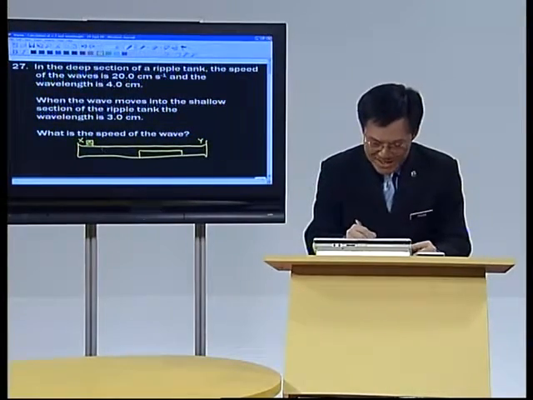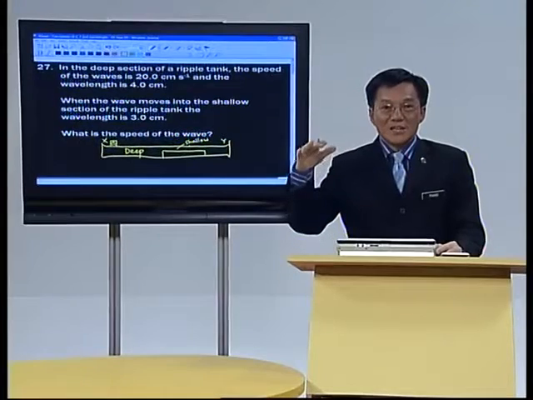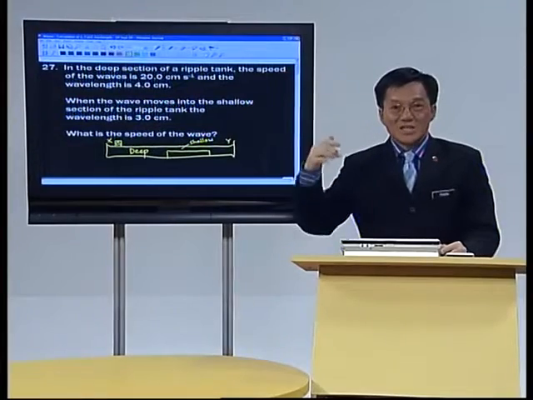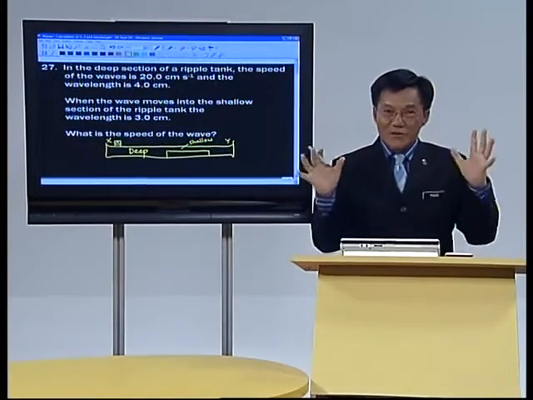From my little diagram, you know that this is the deep end, and this is the shallow section of the water. As we move from the deep end to the shallow end, there is a change in the wavelength. There is a change in the speed. So this will give you a good picture.